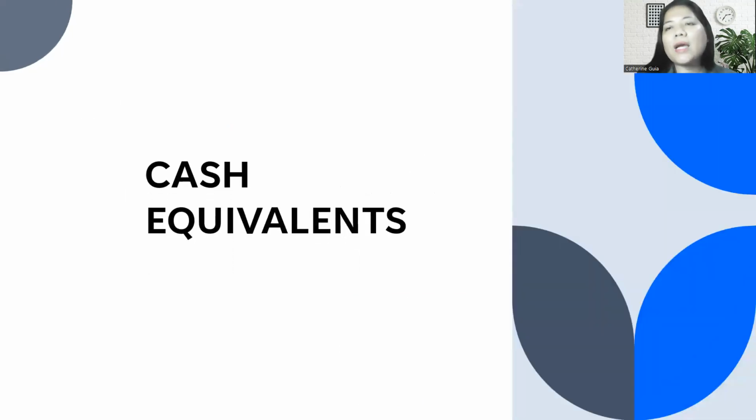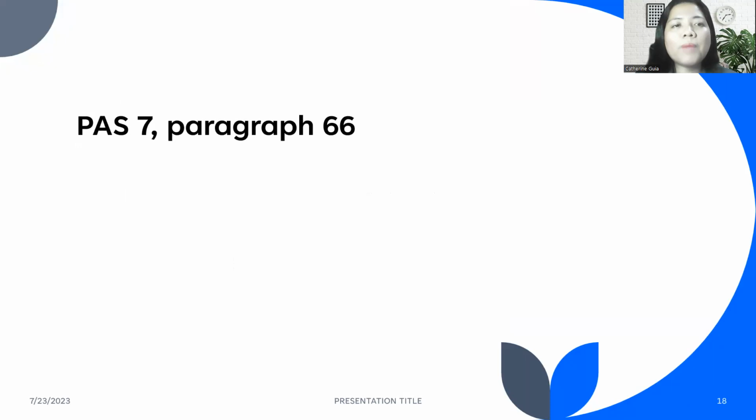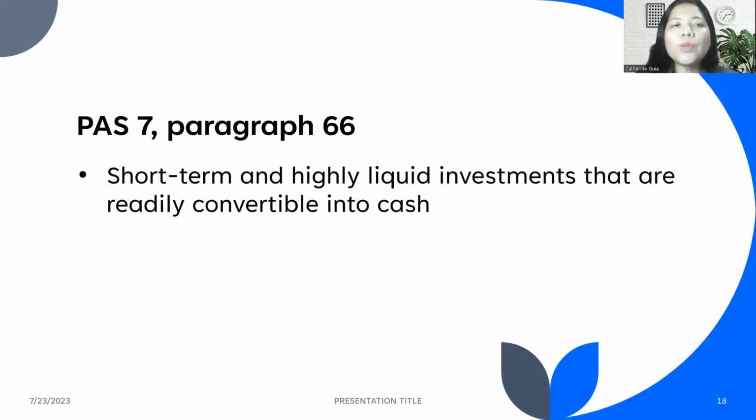Okay, let's move on. Cash equivalents. This is the guidance for cash equivalents. According to PAS 7, paragraph 66, short-term and highly liquid investments that are readily convertible into cash. So that's cash equivalents, highly liquid. And so what's the criteria in short for highly liquid investments? How do we know if the investments are highly liquid?